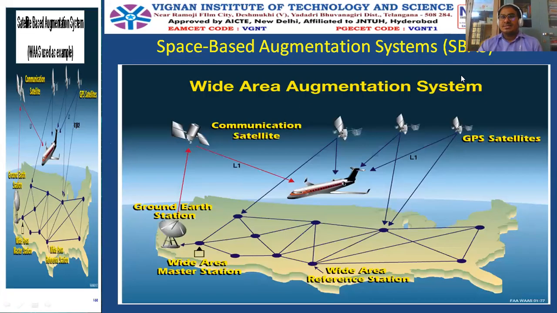And this is a WAAS diagram, a typical diagram. These are the 1, 2, 3, 4, 5, 6, 7, 8, 9, 10 reference stations. This is the actual GPS user. This is a communication satellite. 1, 2, 3 are the GPS satellites. Of course, these three satellites will send the RF signals to the user. And of course, the same signals are received by the reference stations: reference station 1, 2, reference station 3, reference station 4.